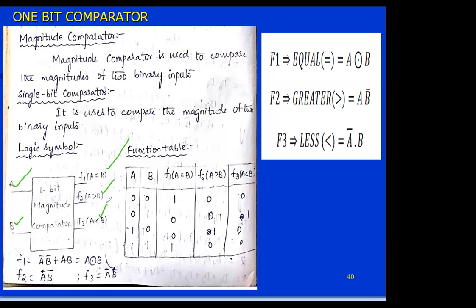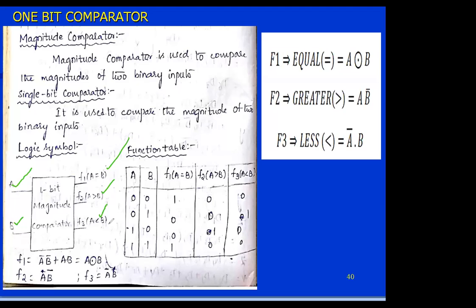Before going to that, we have to analyze the basic circuit. In this basic circuit, what are the notations I am presenting here? You have to remember this notation now. For equality, I am using F1. F1 is called A equal to B. F2 is called A greater than B.